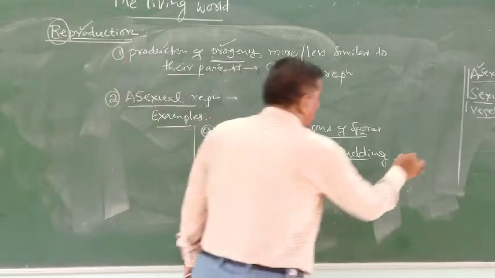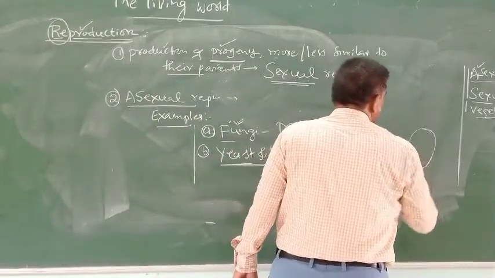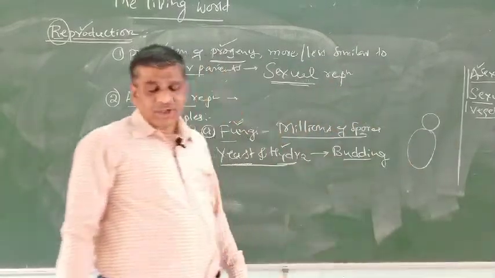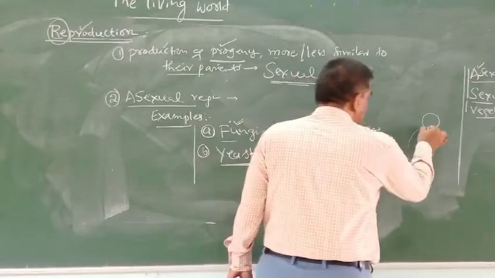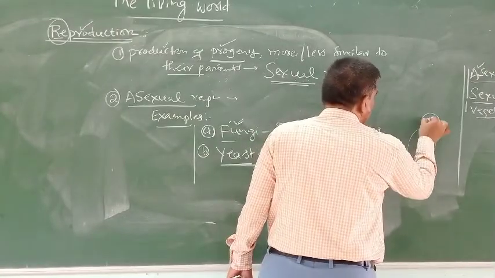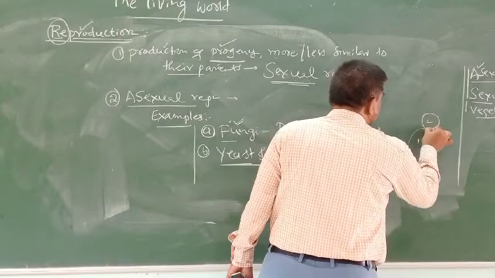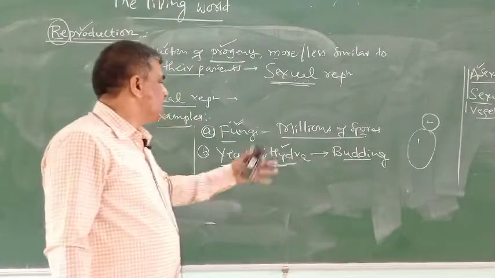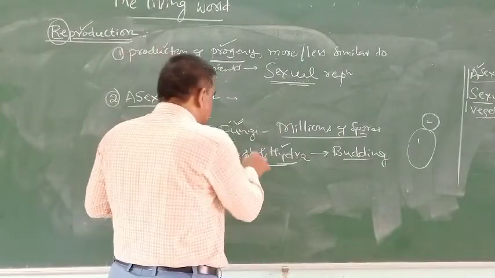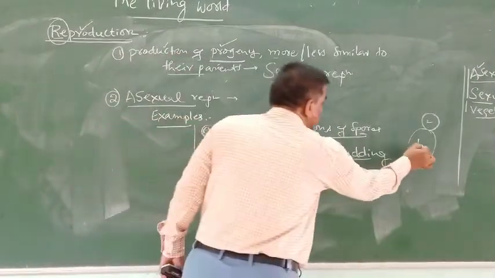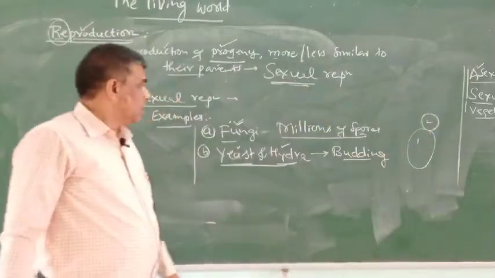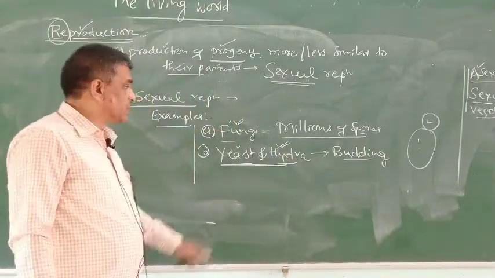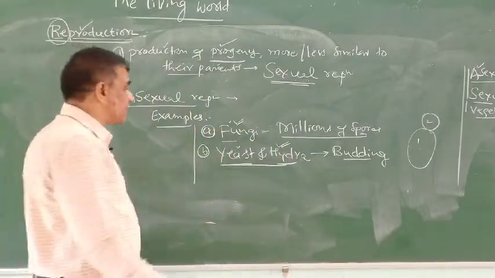In the case of yeast, they produce a small bud. Yeast is unicellular and it produces a bud by cell division only. The cell division becomes unequal, so that one cell becomes larger and another cell becomes smaller. This smaller cell is considered a bud, and after growing, this bud gets separated and becomes a new yeast cell. In this way, yeast reproduces by the formation of a bud. Similarly, hydra also reproduces by the formation of a bud. So this is another kind of asexual reproduction.